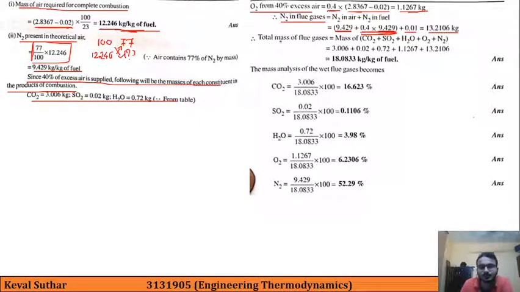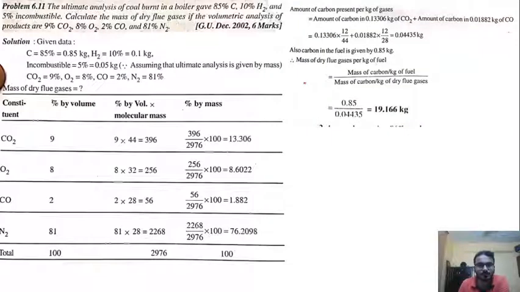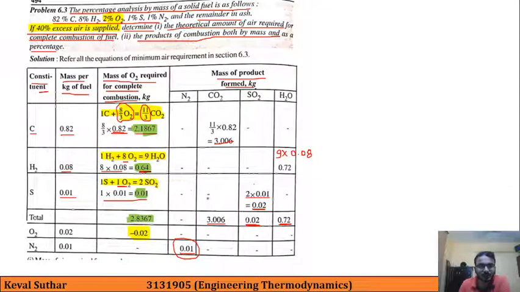Now the total mass of flue gases is given by the summation of the mass of all flue gases. Once we sum them up together, we get 18.08 kg of flue gases per kg of fuel. Now what we require is the mass analysis of wet flue gases, which is given by this formula, where we take all of these. Here we have CO2 as 3.006.